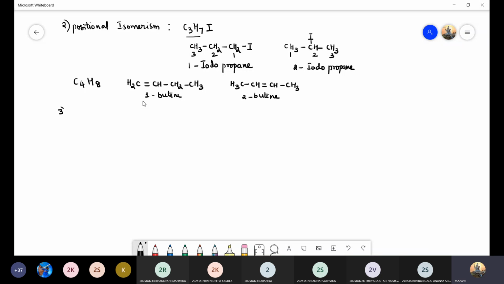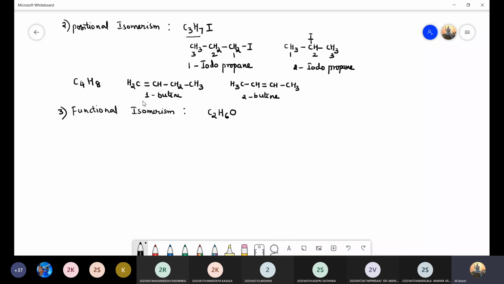Then moving to the third type, functional isomerism. This type of isomerism you can see in those compounds which have the same molecular formula but differ in the nature of the functional groups. I'll take one example. The molecular formula of the compound is C2H6O.